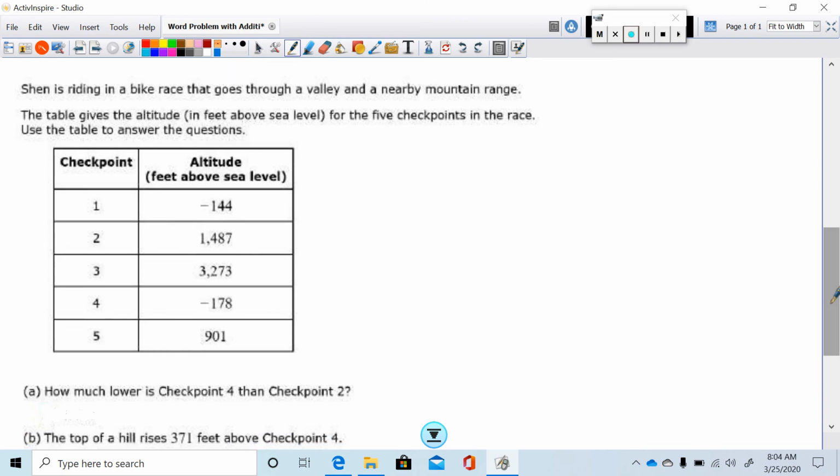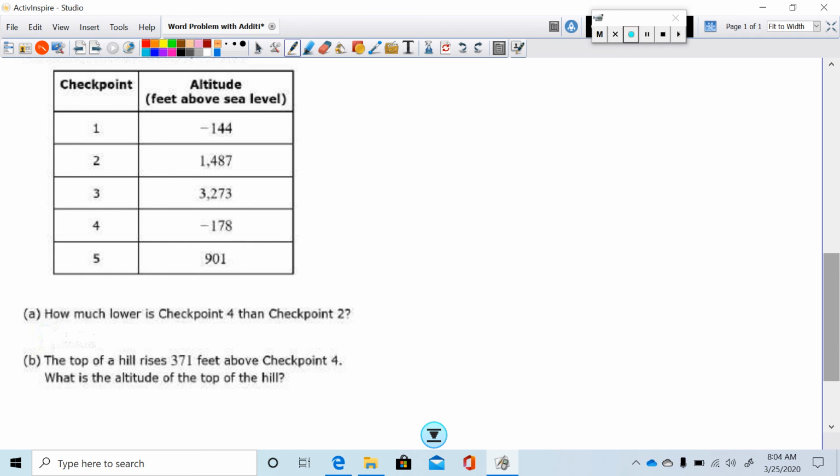Shen is riding in a bike race that goes through a valley and a nearby mountain range. The table gives the altitude in feet above sea level for the 5 checkpoints in the race. Use the table to answer the questions. How much lower is checkpoint 4 than checkpoint 2?